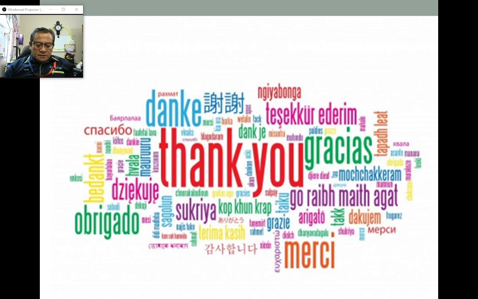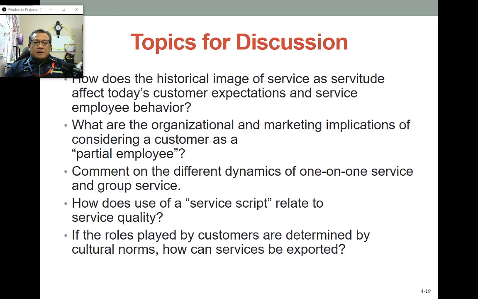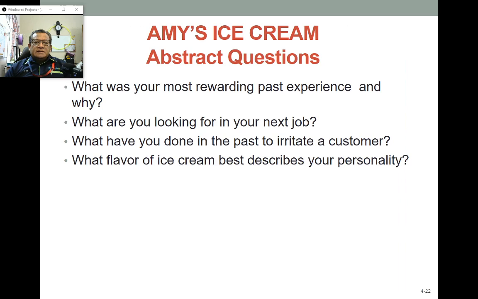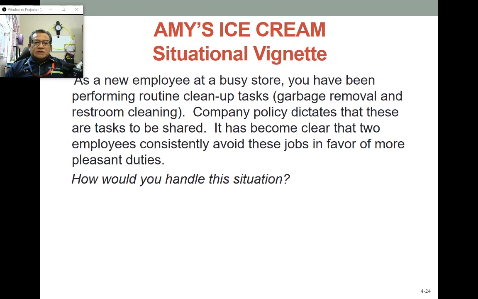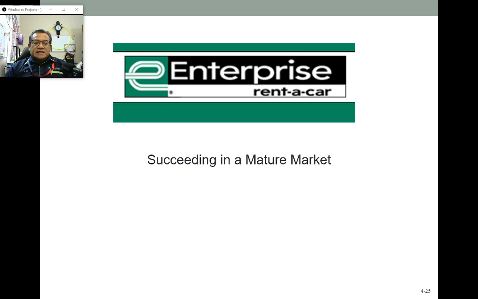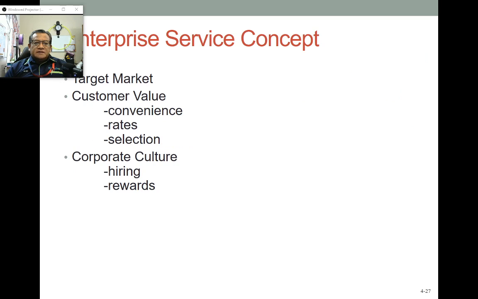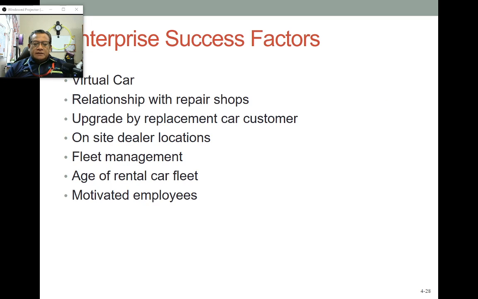My students, this would be ending my lecture. In the subsequent content of the textbook, there are a few discussions on Amy's Ice Cream. I would say you have to read the case study, right? So Amy's Ice Cream situation or Enterprise Rent-A-Car. These are the case studies for you to read to have better understanding, and perhaps for some of them I will engage you in an individual assignment.